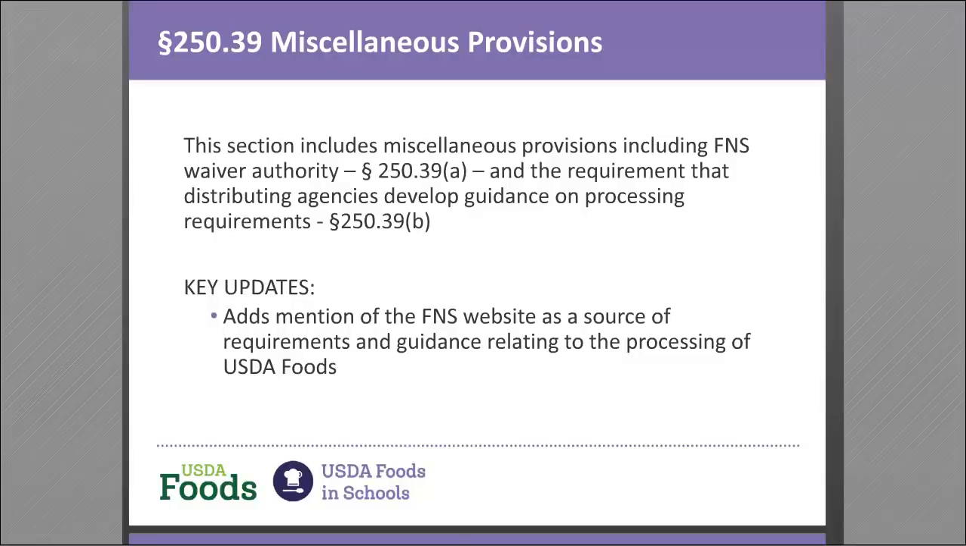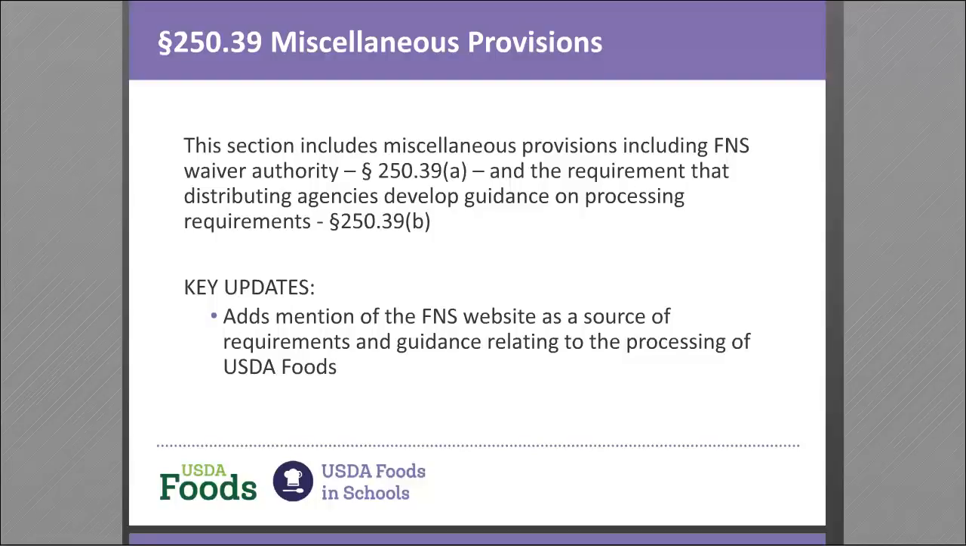That brings us to the final section of the rule, 250.39, which covers miscellaneous provisions that do not fit elsewhere in the rule. This section includes FNS waiver authority, a requirement that distributing agencies develop a processing manual or other guidance on processing requirements, and it references the FNS website.